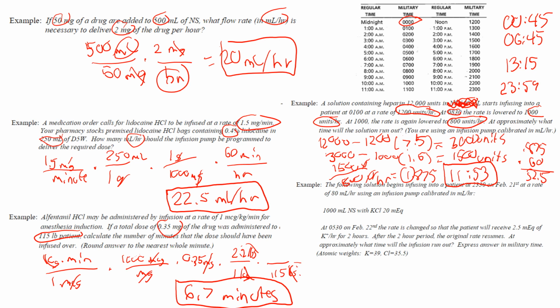So for this next one, you begin infusing on a patient at 23:30, so 11:30 at night on February 21st, 80 mils an hour, and it's 20 milliequivalents KCl in normal saline. At 5:30 on the next day, the rate is changed to 2.5 milliequivalents per hour for 2 hours. After the 2-hour period, the original rate resumes. At approximately what time will the infusion run out? So there's a lot going on here.